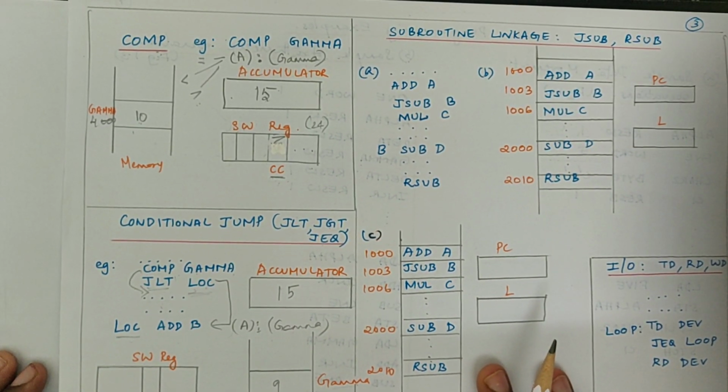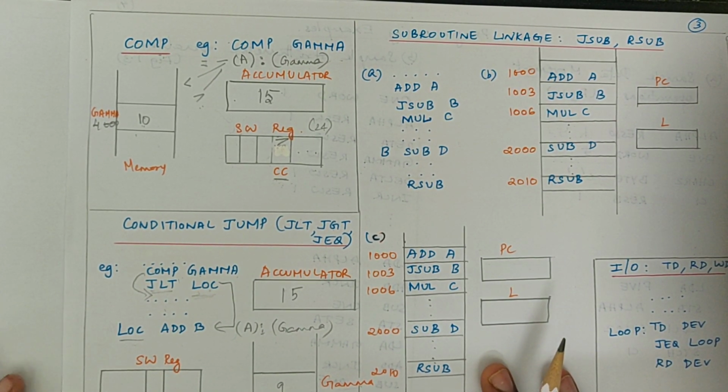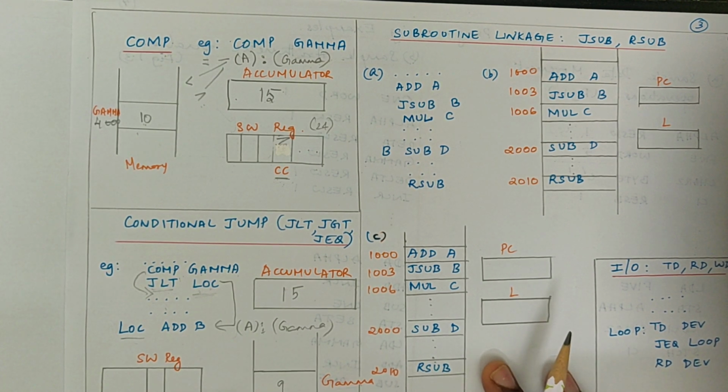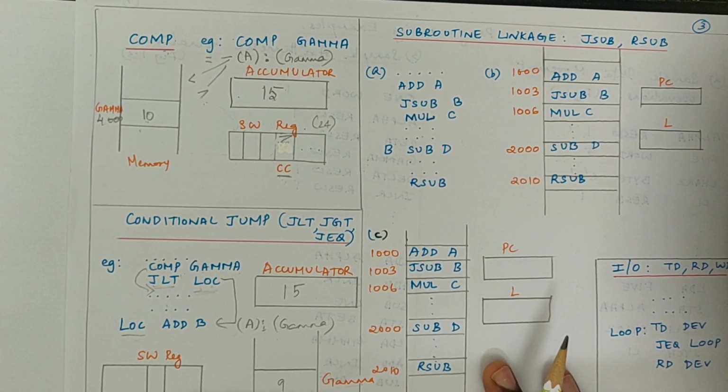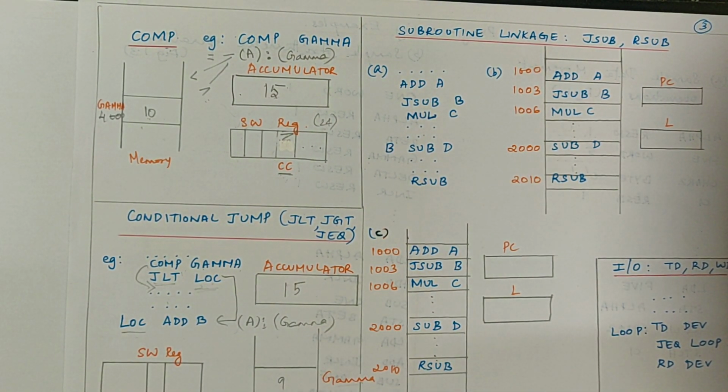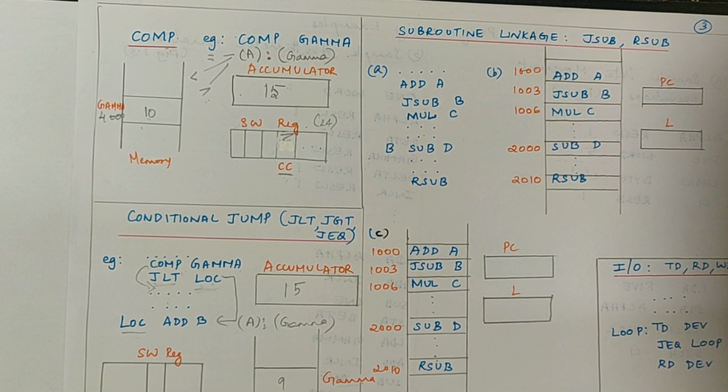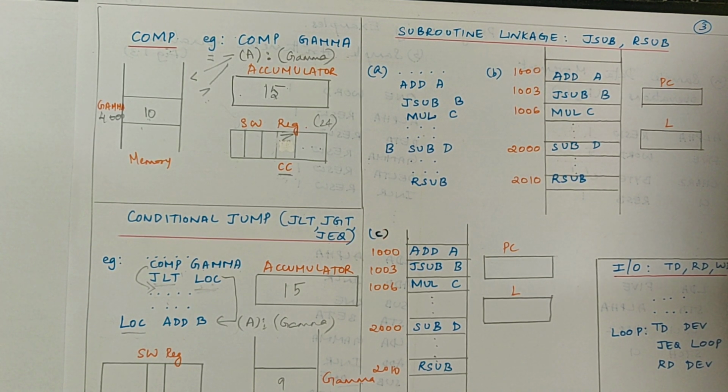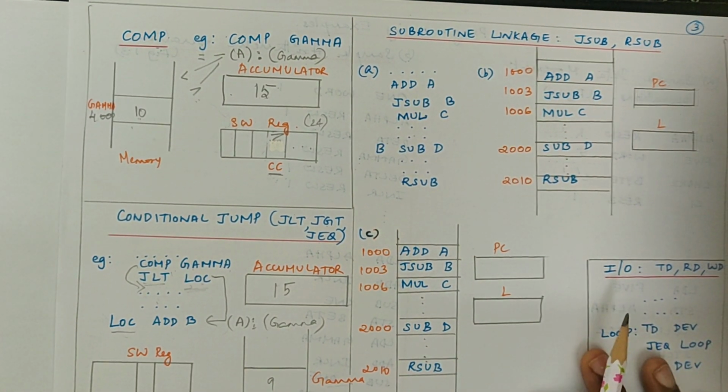Next we have the next category of instruction, where we have subroutine linkage. Sorry, it's not jump routine, it's subroutine. Okay, subroutine linkage is used to jump to a particular subroutine. For subroutine linkage, we have the JSUB instruction and the RSUB instruction. So let's see how these two instructions work.